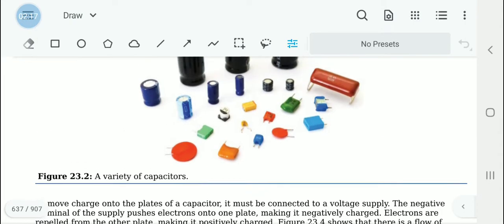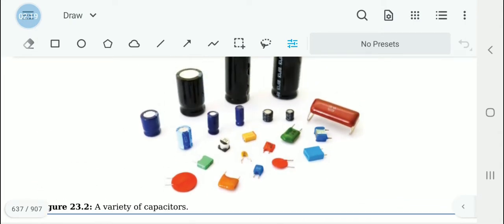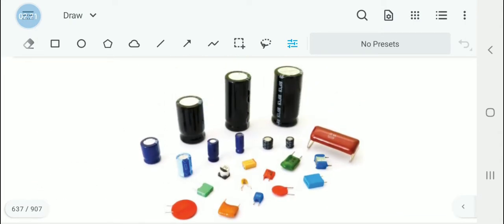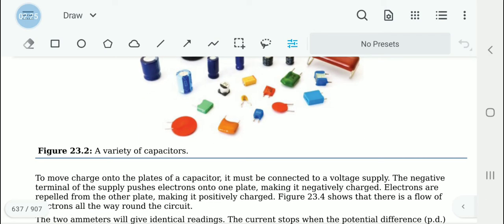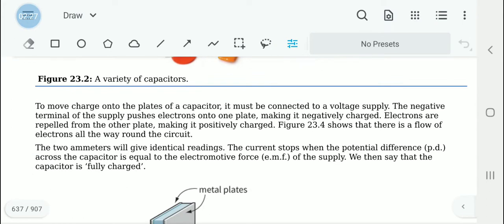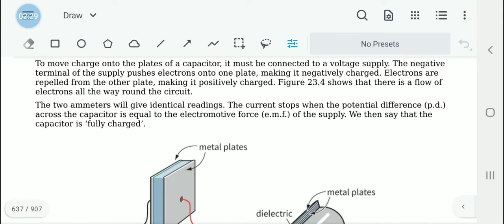Usually there are different kinds of capacitors, as you can see in this diagram, depending on how much charge is to be stored. Then to move charge onto the plates of the capacitor, we first have to have a voltage supply. So there has to be a potential difference. That is where the energy comes from.